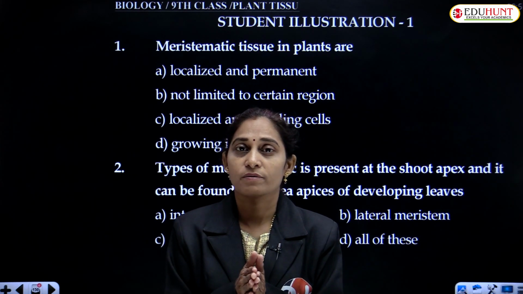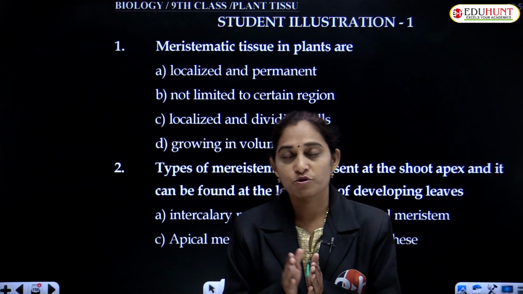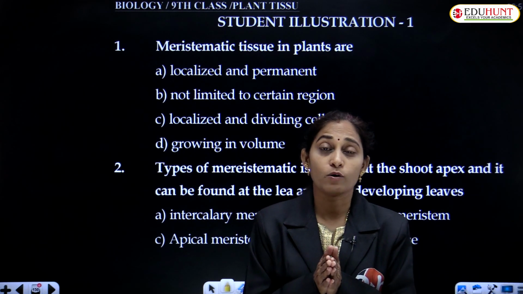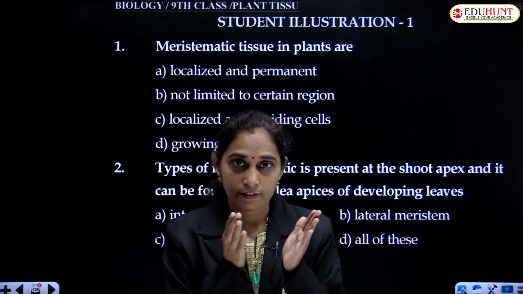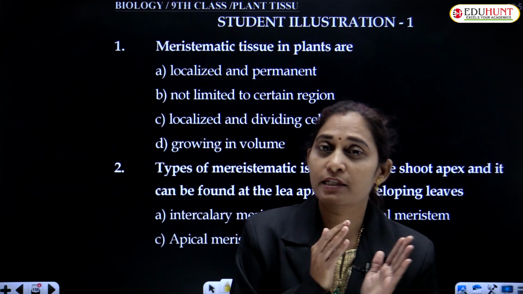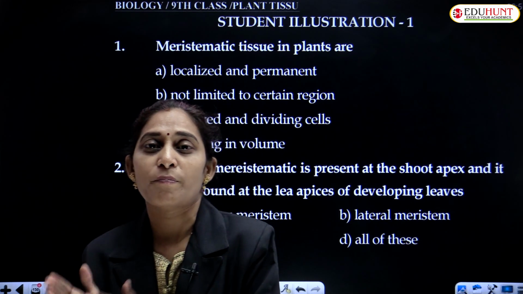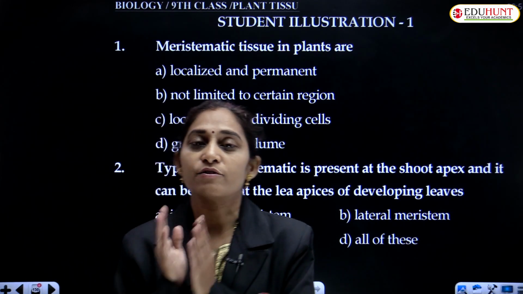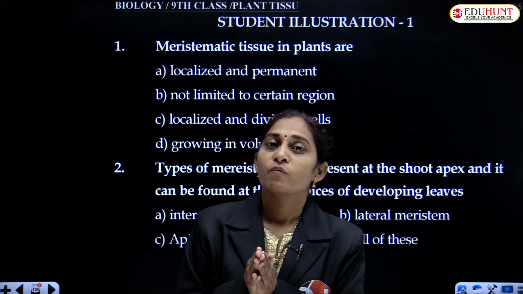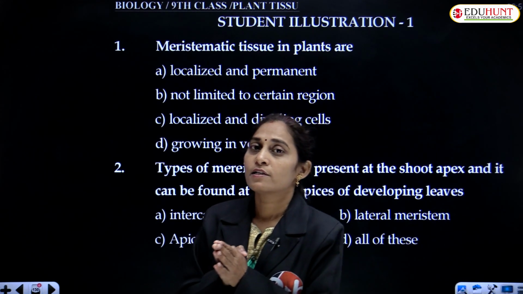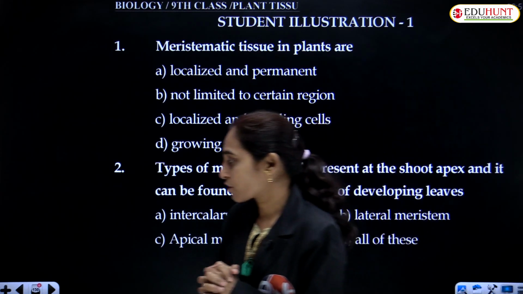Classification of tissues: meristematic tissues on one side and permanent tissues on the other side we have discussed, and also in permanent tissues the different types, that is simple tissues, complex tissues, and also some special secretory tissues. All these we have finished, and now we are going to answer some multiple choice questions. Let's start the first question.